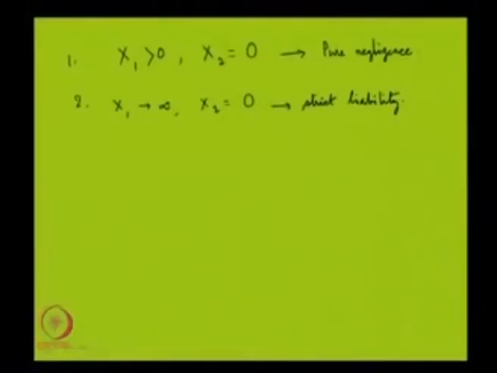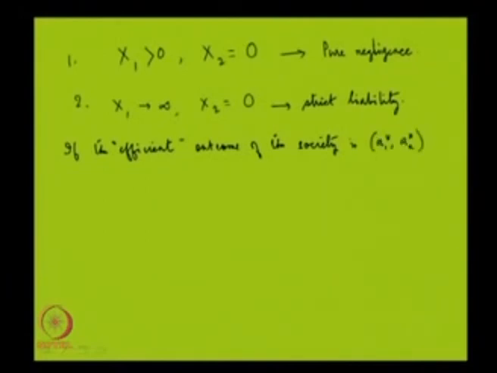And our proposition is the following: if the efficient outcome for the entire society, now efficient will be defined in a particular sense that we are going to look at, is that player 1 takes the action A1 star and player 2 takes the action A2 star, that is best for the society.